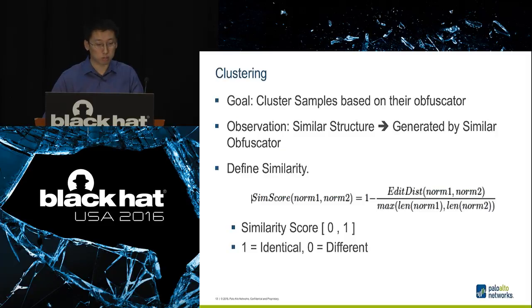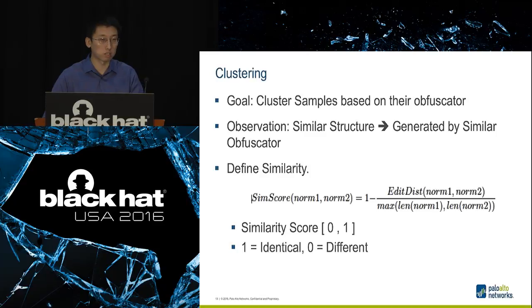Back to our approach, we now know how to extract the structure from the script. So now we have narrowed down the number of samples we need to analyze, but it's still too large. We have to find a way to cluster samples based on their obfuscator version or variant. And we have an observation that the obfuscator does not evolve from scratch. It only develops a new obfuscator.